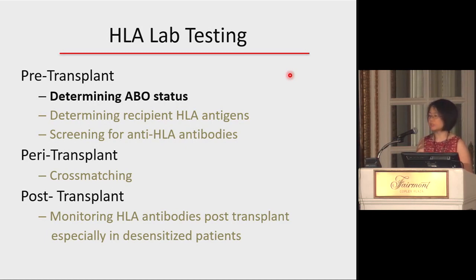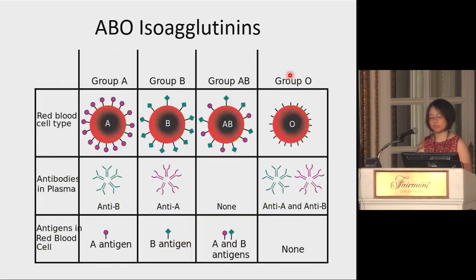So the first thing that we want to do is determine the candidate's ABO status. As you all know, ABO isoagglutinins are present on red blood cells. But what some people don't realize is they're actually present on a number of different tissue cells, including endothelial and epithelial cells. So actually transplanting across an ABO incompatible barrier can lead to hyperacute rejection. So for example, in our case, we have a blood group O recipient, and one of our potential donors is a blood group A. So if she's blood group O, she has anti-A and anti-B antibodies.